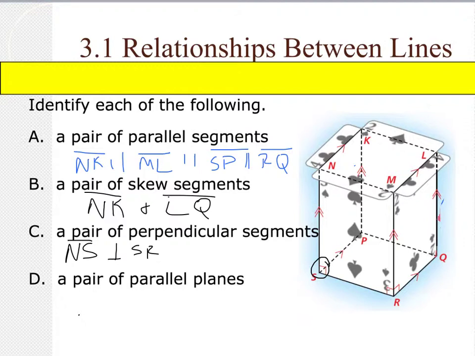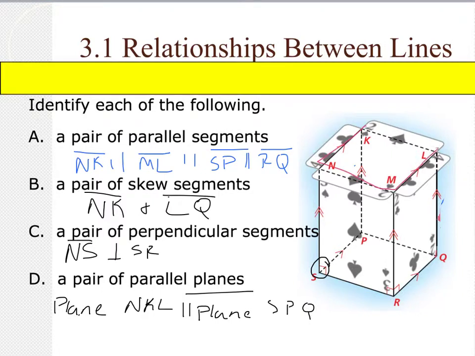Finally, parallel sides, parallel planes here, two planes. If you look at a cube, they have opposite sides. So plane NKL would be parallel to plane SPQ. If you look at this, that would be the top of a cube and the bottom of the cube. Two opposite sides, top and bottom, left and right. Something along those lines. Those two would also be parallel sides, parallel planes. That would work as well.